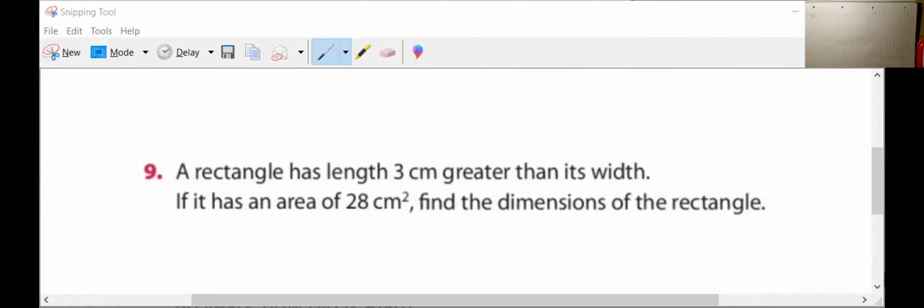So a rectangle has a length 3 times greater than its width. So there's its width. Its length, remember, we don't want to call this L or introduce some second variable. We know that it's plus 3. Okay, it has a length that is 3 centimeters greater than its width. We also know that the area is 28 centimeters squared.